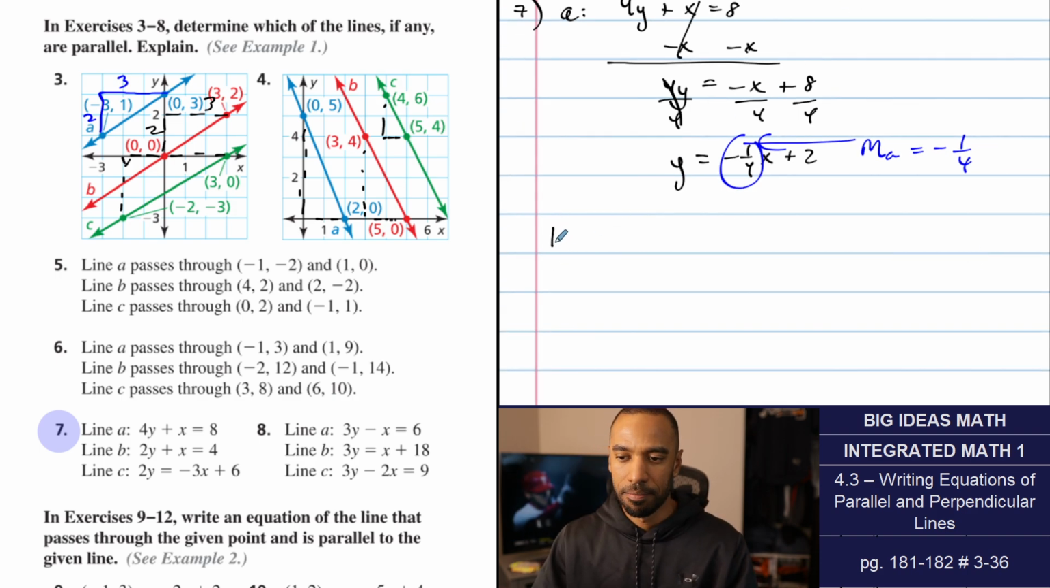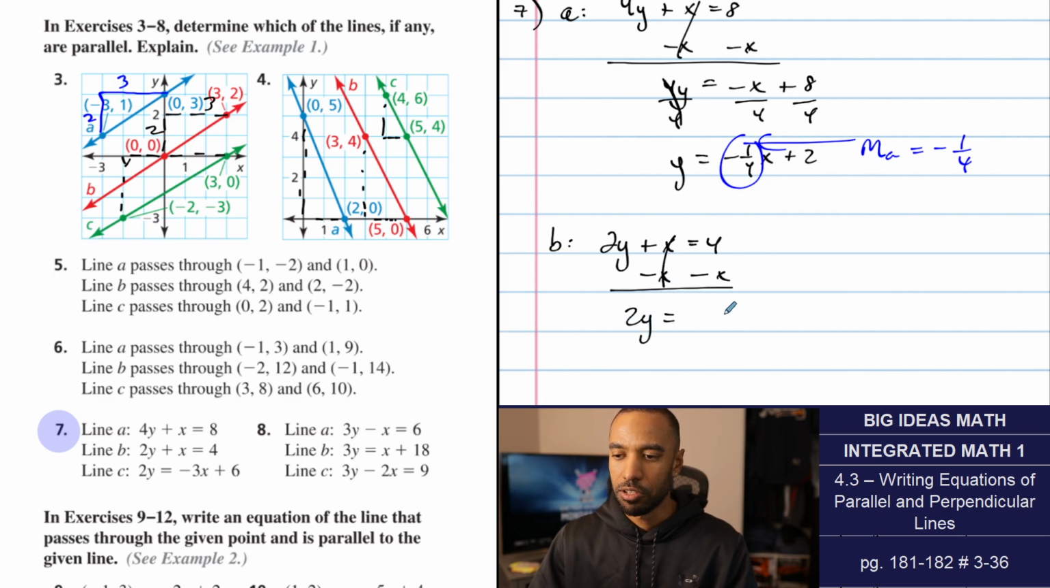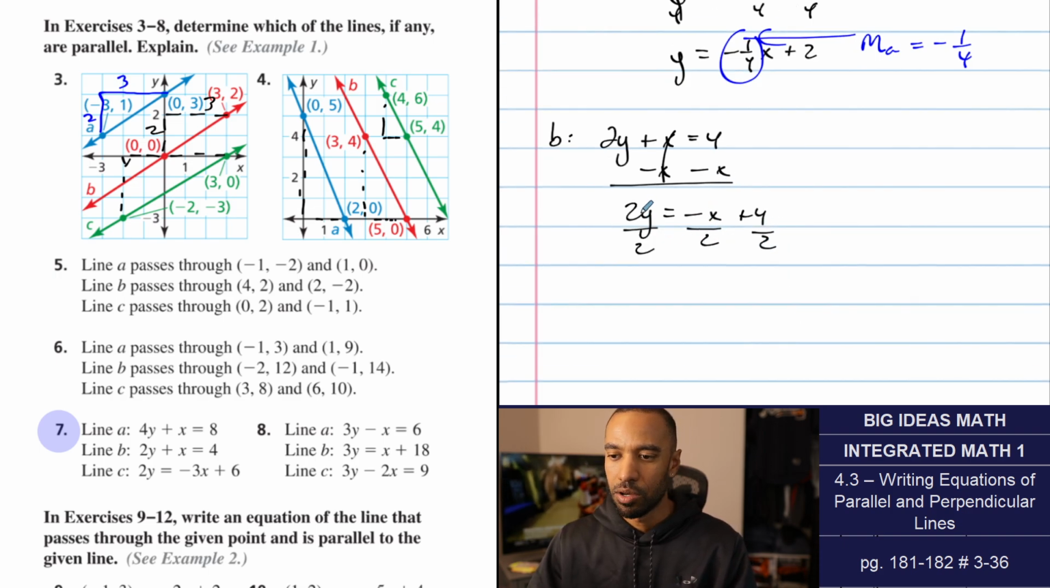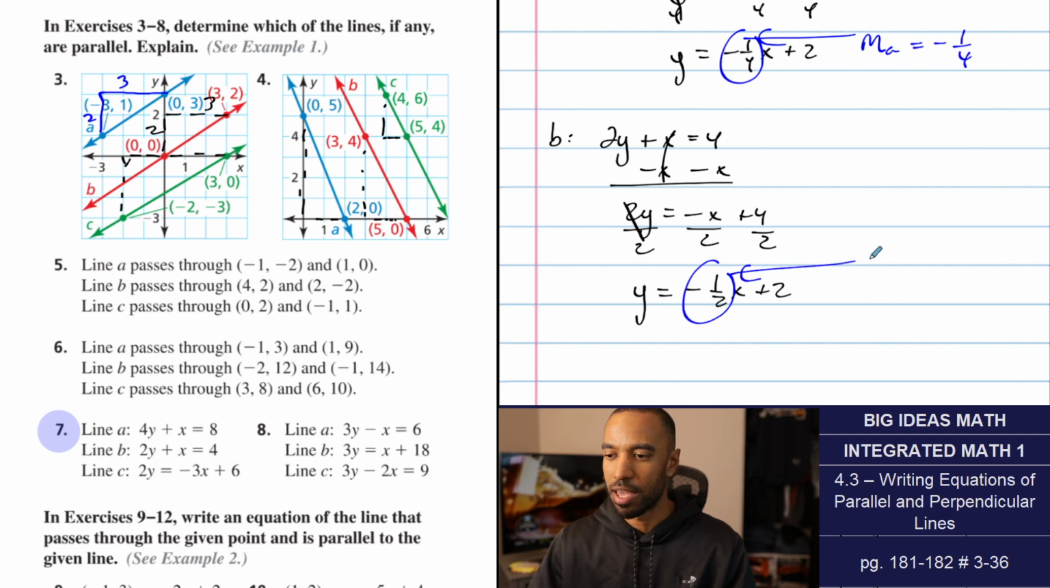Slope of line B, also got to get in slope-intercept form. If I subtract x from both sides here, then I'll divide both sides by 2. Like this. And this will get me y equals -1/2 x plus 2. So this has a slope of -1/2, not the same as A.